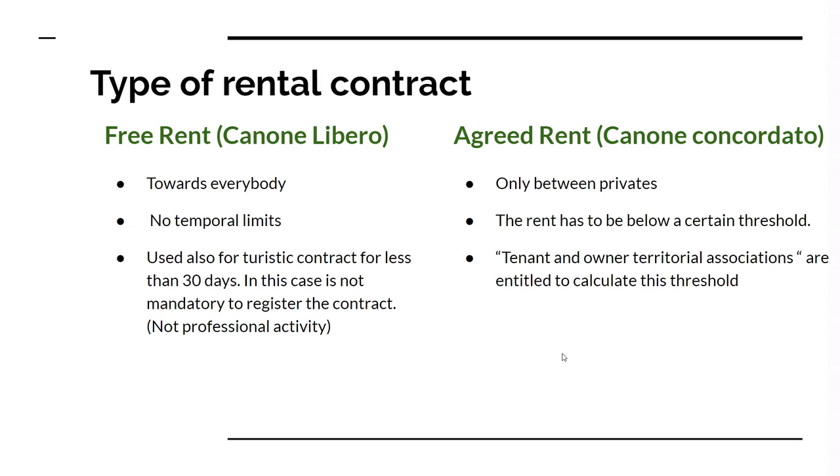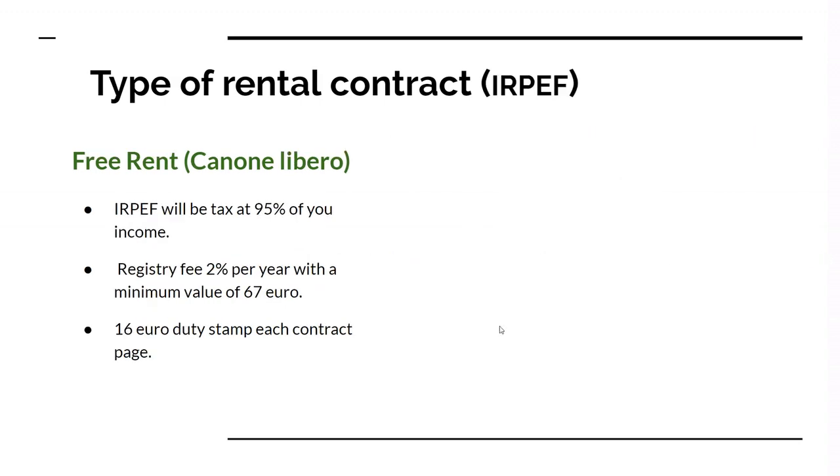So why am I making these differences and why is the threshold so important? Because based on the threshold, you will have a big difference in terms of taxation. So the canone libero, the free rent, will have this particular taxation.